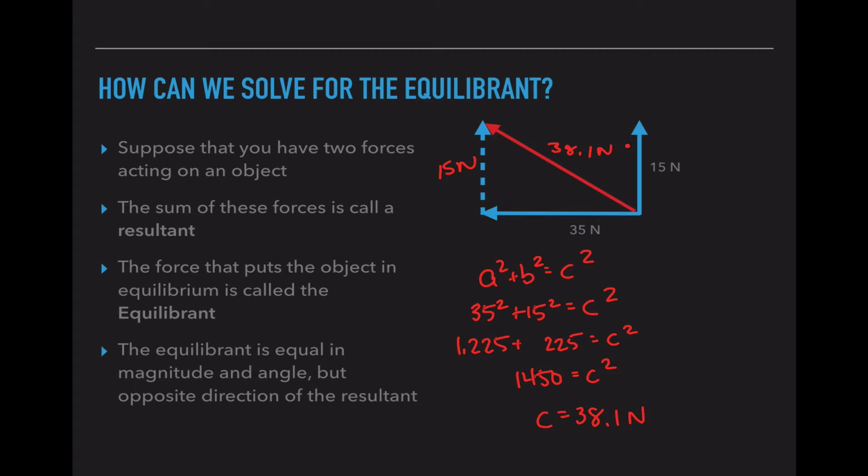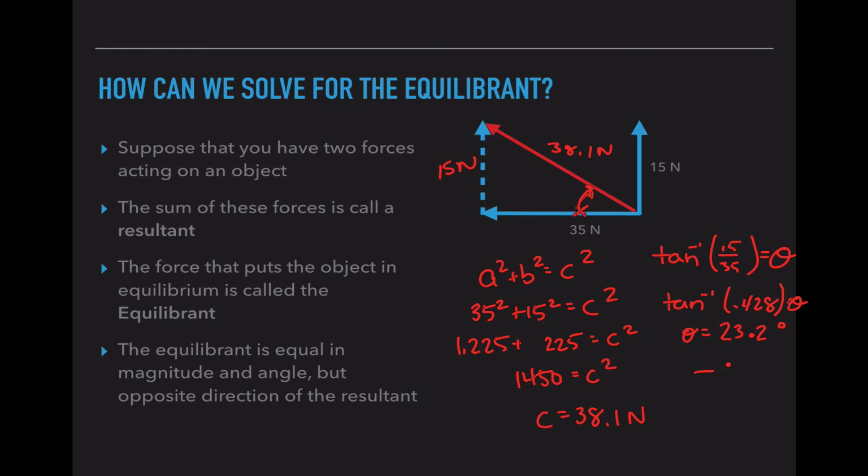But we're not done yet because we do need the angle and the direction. So we're going to use inverse tangent, just like we have in the past, of the opposite, which is 15, over the adjacent, which is 35, and that equals theta. Inverse tangent of 0.428 equals theta, and theta equals 23.2 degrees. So we're starting at this line and traveling up to our resultant.